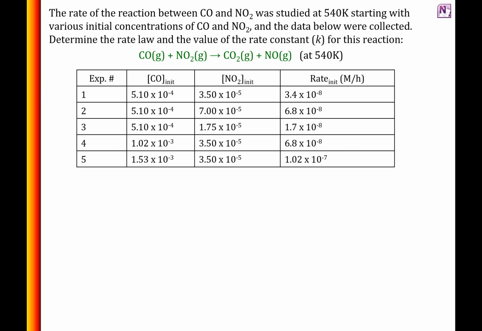Okay, so here's one for you guys to try, and it's exactly what we just did. It says the rate of the reaction between CO and NO2 was studied at 540 Kelvin, starting with various initial concentrations of CO and NO2, and the data below was collected. I want you to determine the rate law and the value of the rate constant for this reaction.